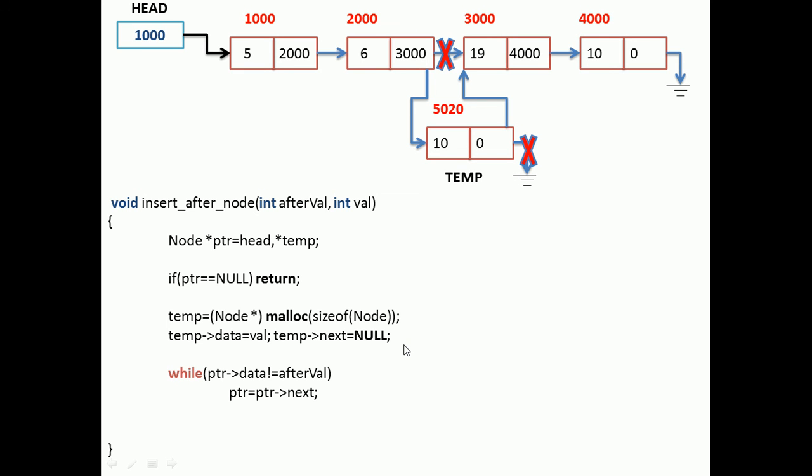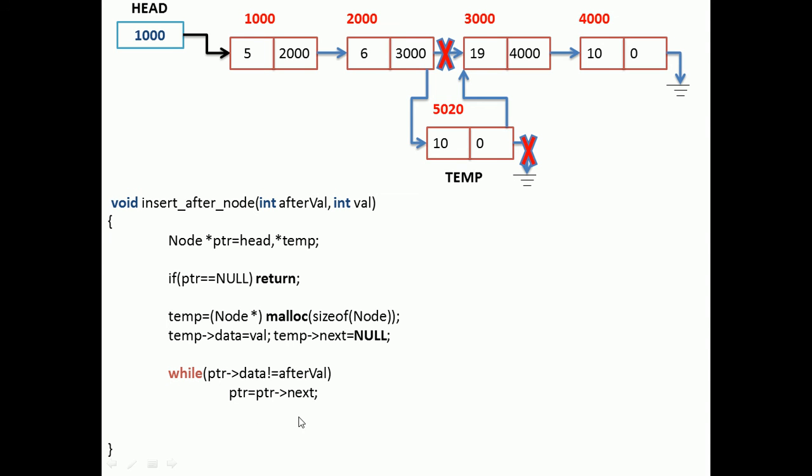And after that, we have to traverse the list. Here I have written the code: ptr data not equals after value. For the first time, when the loop is executed, ptr data is not after value. After value is basically 6 in this case. So the condition is true, so the loop will be executed the next time, and now ptr is ptr next, which is 2000 in this case. And here you can see that ptr data is 6, so the loop will terminate.